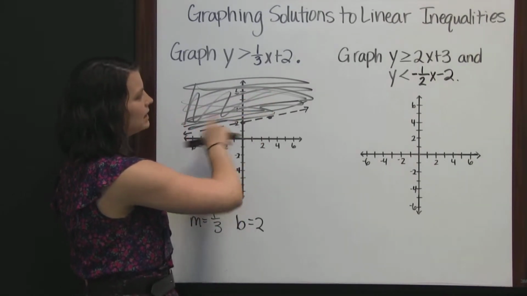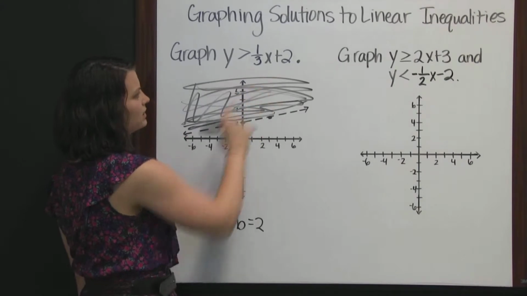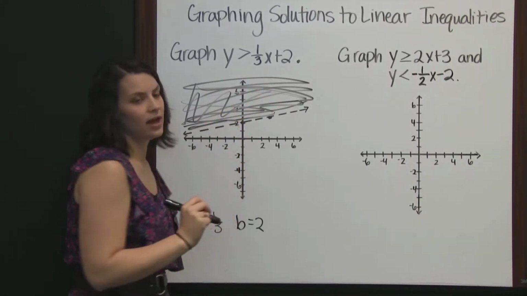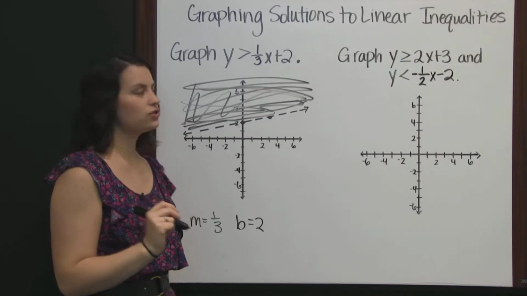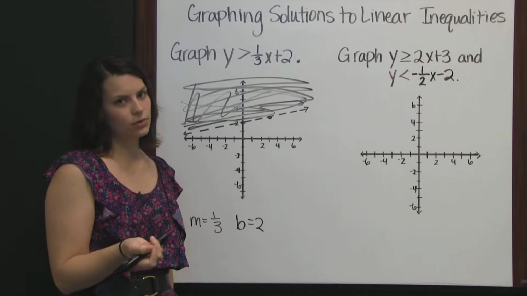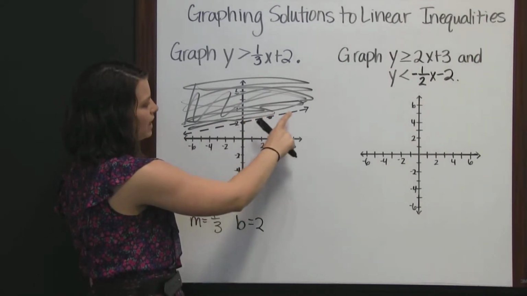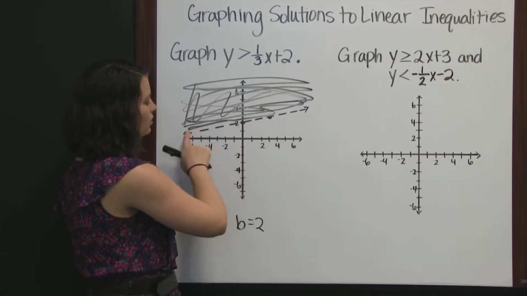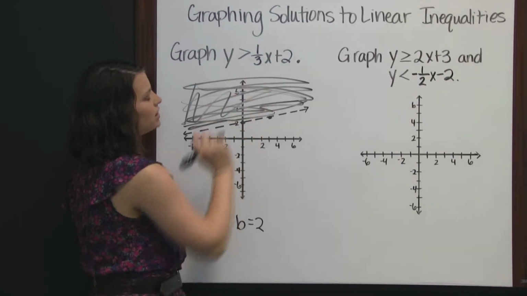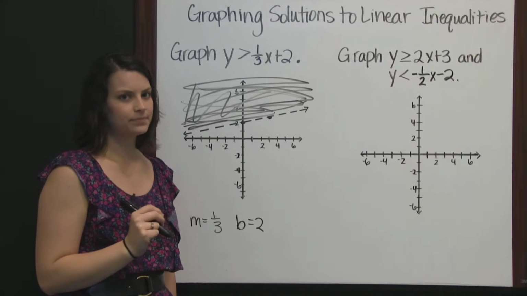Every point in this shaded region would make this inequality true. However, points on the line would not make the inequality true, since it's y is greater than, not greater than or equal to. And that's why this line is dashed, to symbolize that the points that lie on this line do not satisfy this inequality.